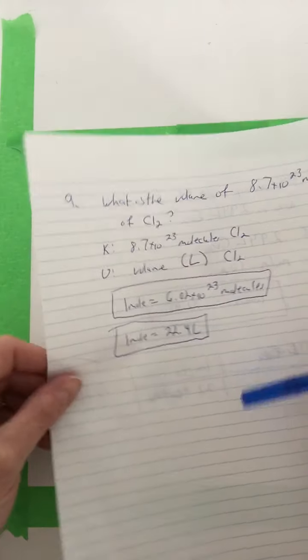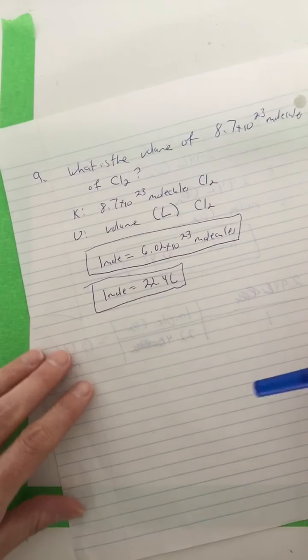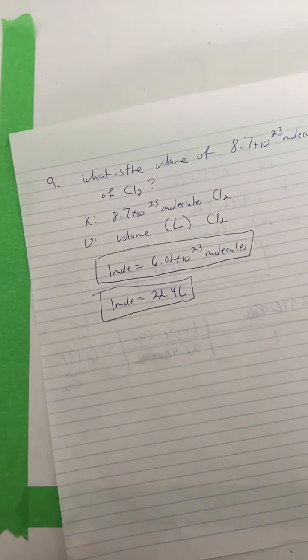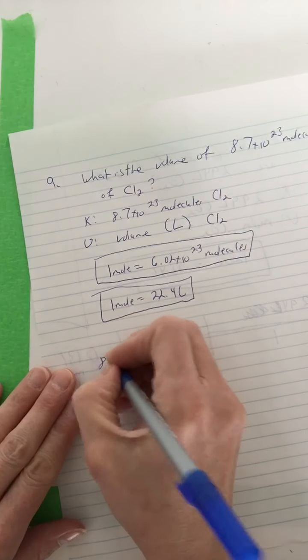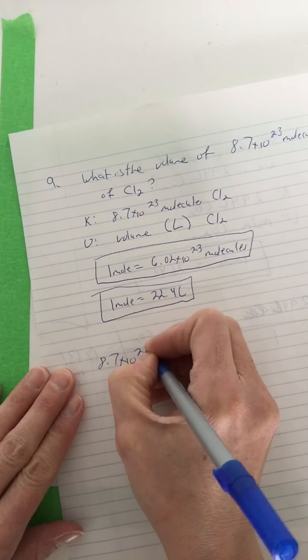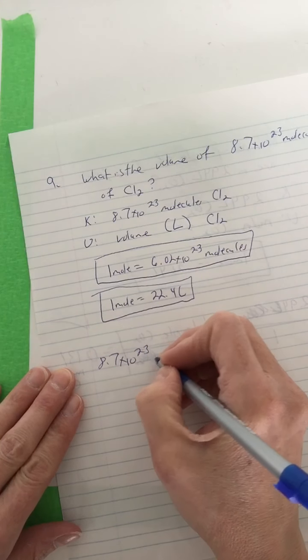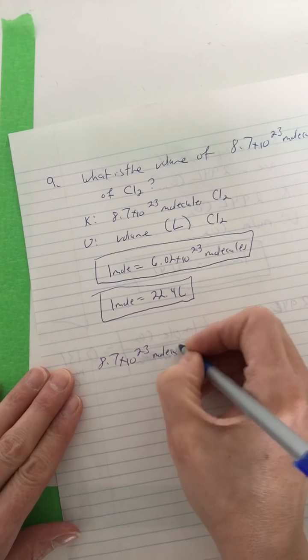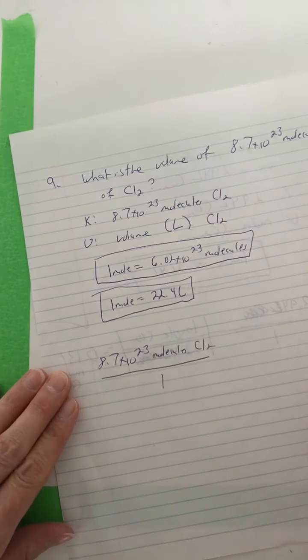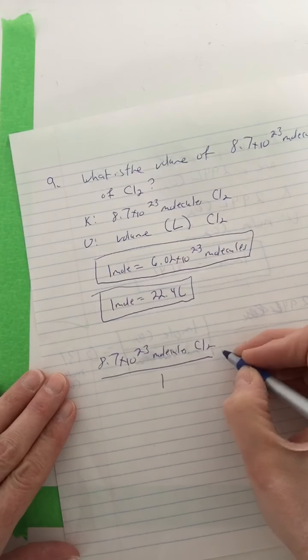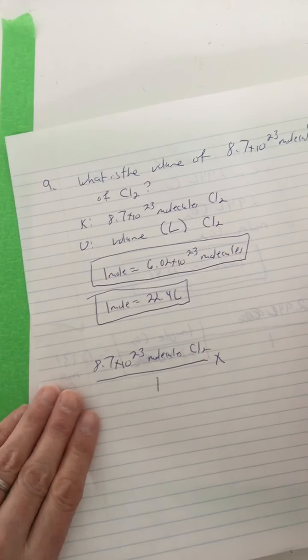All right, I've now picked out my bunk bed pairs. What do I do now? I always, always, always start with my known and I put it over 1. 8.7 times 10 to the 23 molecules of Cl2 over 1. I'll do it this way this time, since some people don't like the bunk beds.